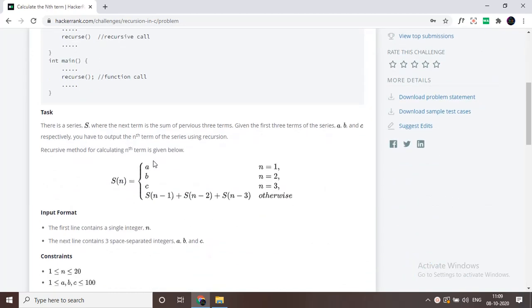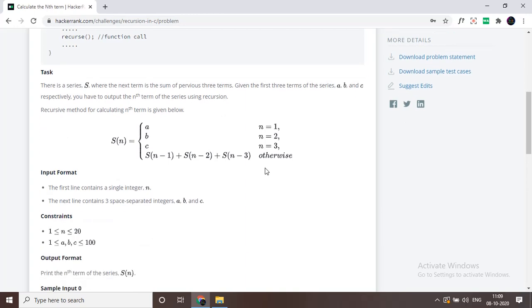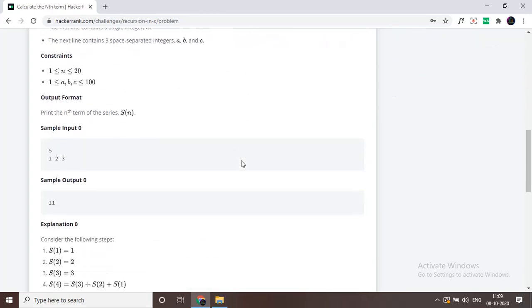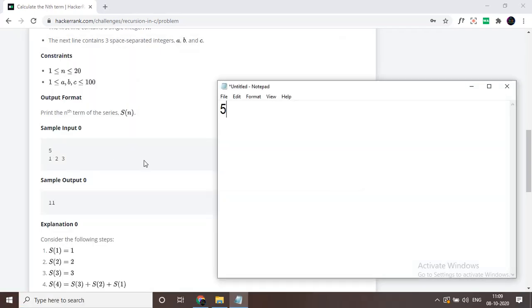And what is the task here? Given the first three terms of a series, a, b, and c, we have to output the nth term of the series by using recursion. For example, s of n is s of n minus 1 plus s of n minus 2 plus s of n minus 3, and otherwise we have to repeat it a number of times. For example, 5 is the term we have to find.